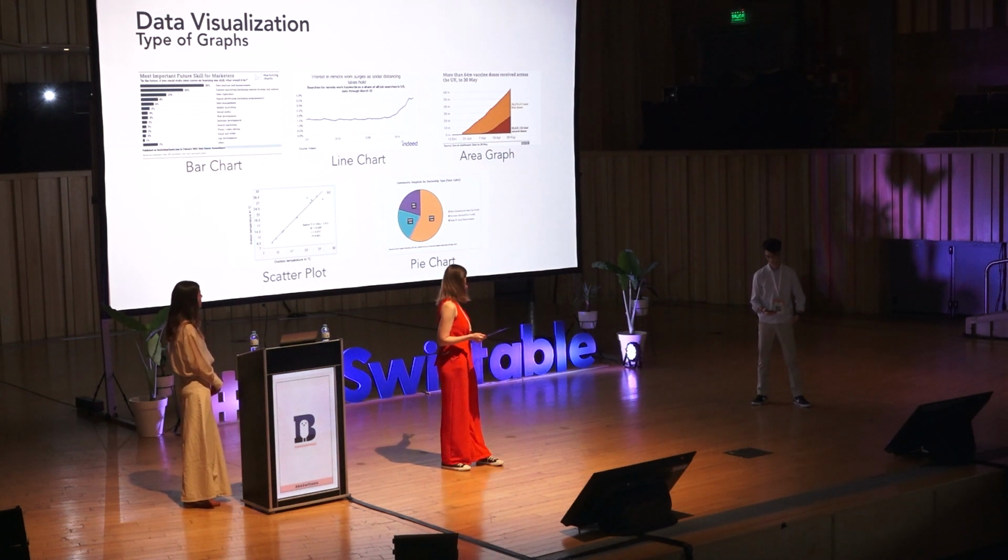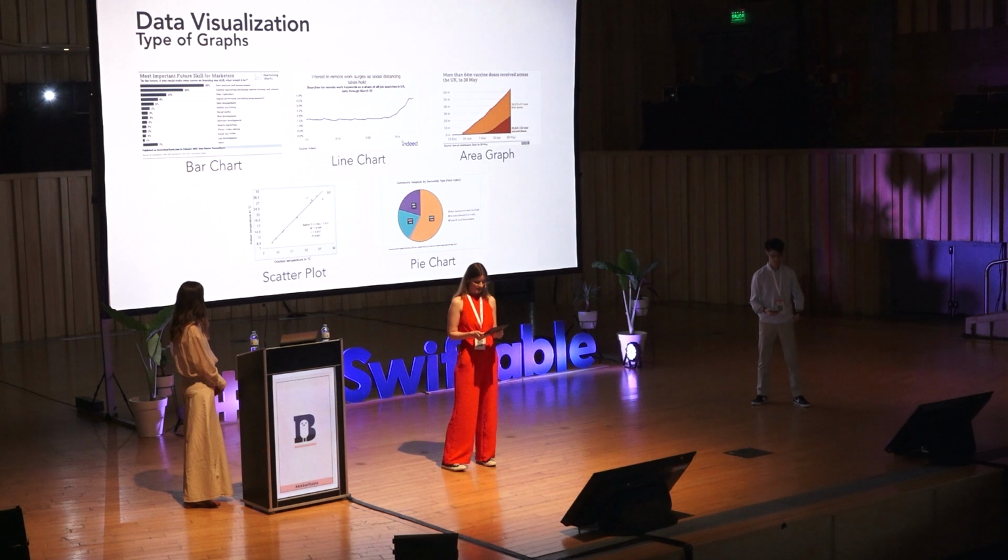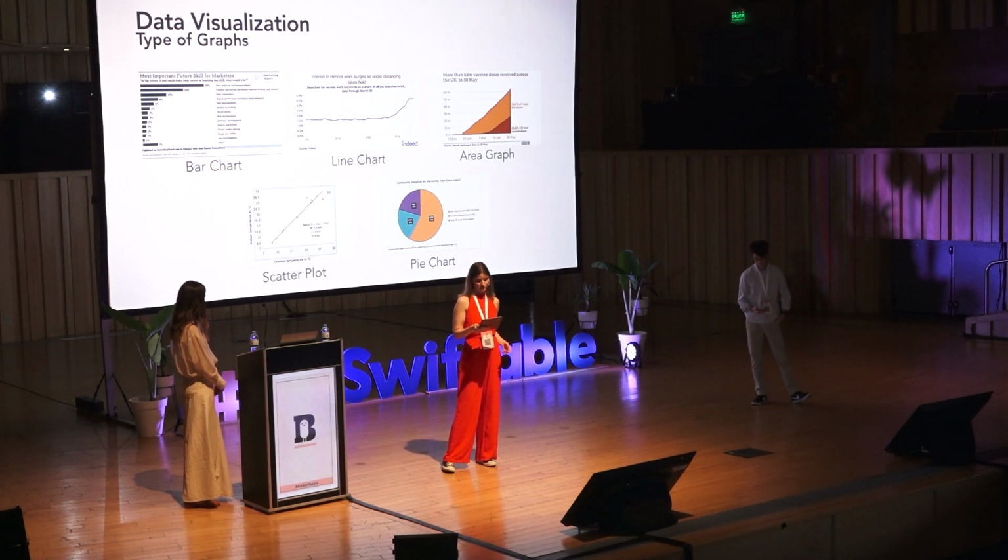At the bottom, we have pie chart. It is a pie that the total sum of all parts should be equal to 100%. It's best used to illustrate part-to-whole comparisons, identify the smallest and largest items within a data set.